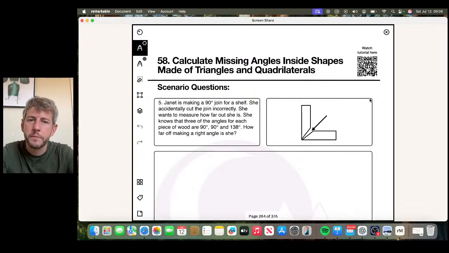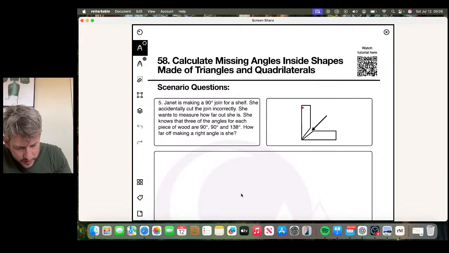Question 5. Janet is making a 90-degree join for a shelf. She accidentally cut the join incorrectly. She wants to measure how far out she is. She knows that 3 of the angles for each piece of wood are 90 degrees, 90 degrees, and 138 degrees. How far off making a right angle is she?